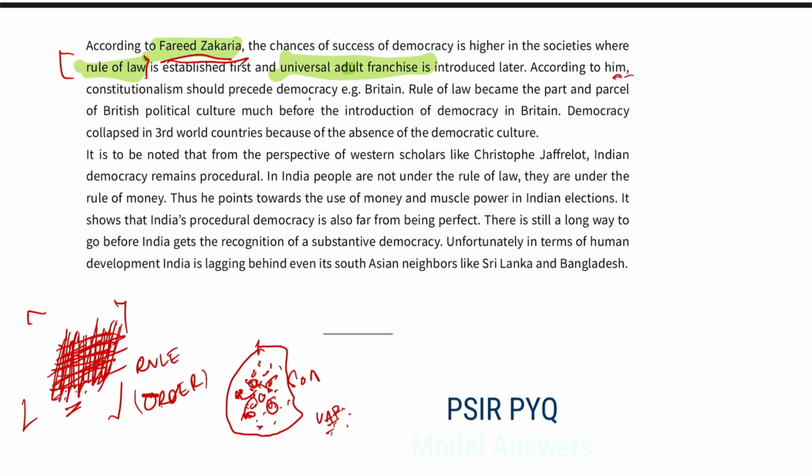Example, Britain, rule of law became the part and parcel of British political culture much before the introduction. This is important. Introduction of democracy in Britain. It was a monarchy and still is in a way monarchy, whatever. But it was a monarchy with a rule of law. Interesting. Democracy collapsed in third world countries because of the absence of the democratic culture.